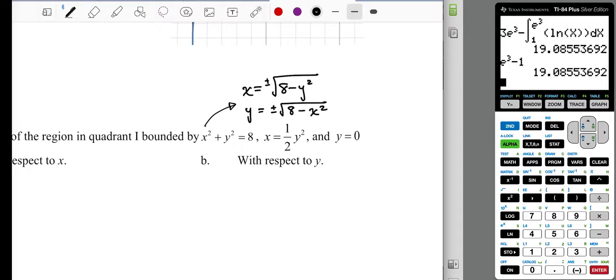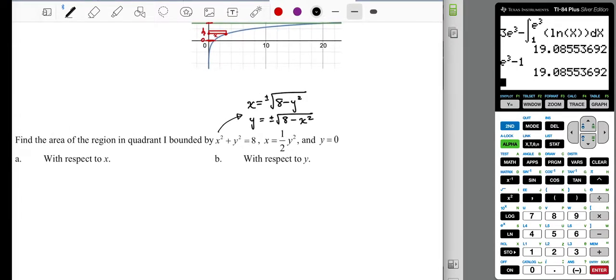The second equation is solved for x in terms of y, but we could easily solve that for y in terms of x if we wanted to. Double both sides, so we'd have y squared is equal to 2x, and then root it, plus or minus the square root of 2x. Do I need to do that? Probably. I mean, I see with respect to x, with respect to y, so it kind of makes sense.